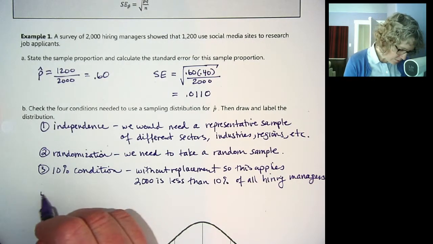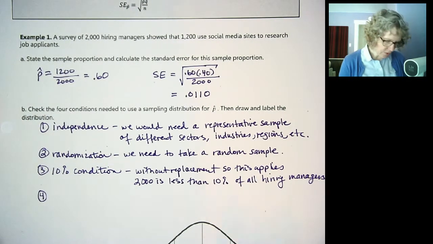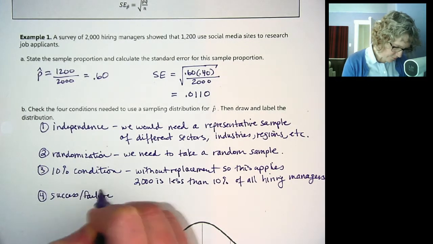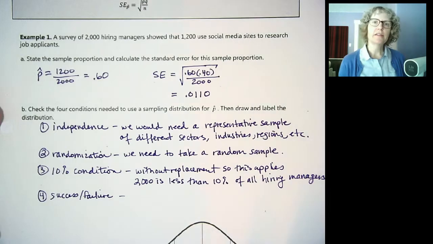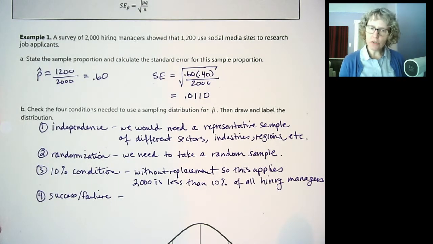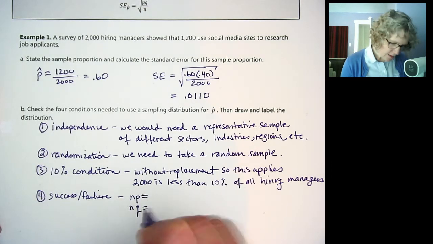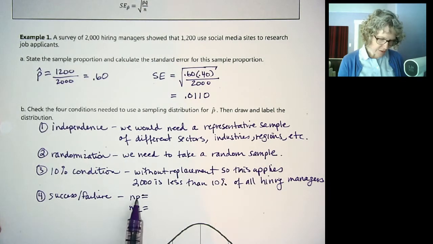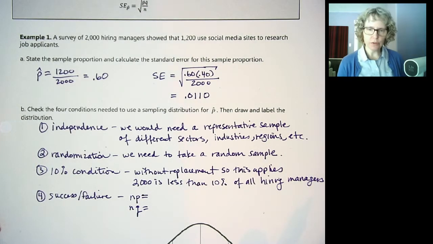Okay, the fourth one, remember what it is? Now that's the one that's different between means and proportions. Here we're talking about proportions, so it's called the success failure condition. And that's the one that says n times p has to be greater than or equal to 10, and also n times q has to be greater than or equal to 10. That is so that we can make sure that we have a normal distribution. If the p is very big or very small, you have to have a much bigger sample size in order to get a normal distribution.